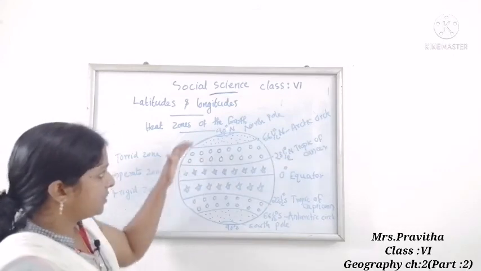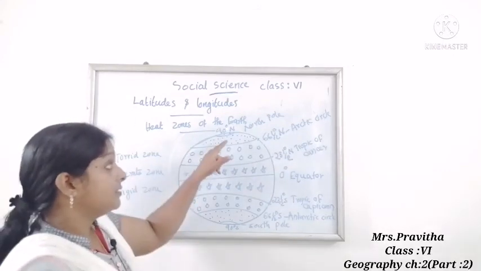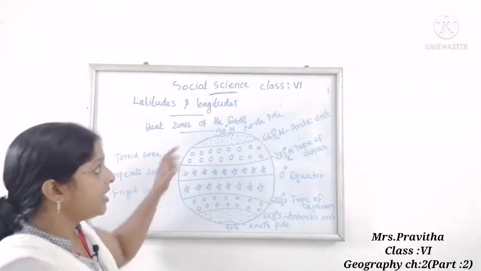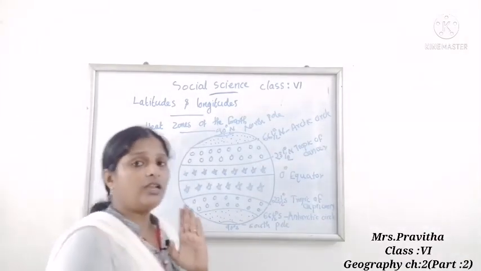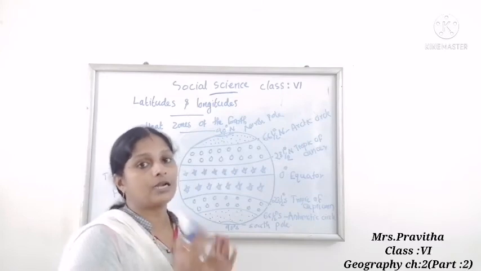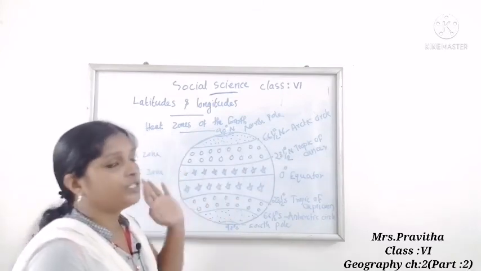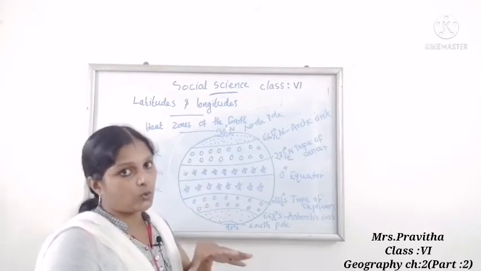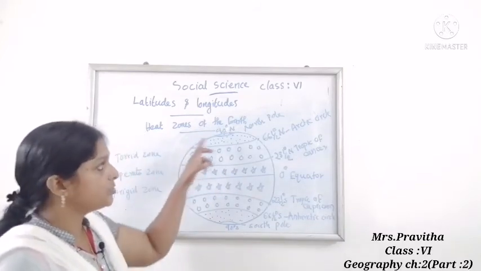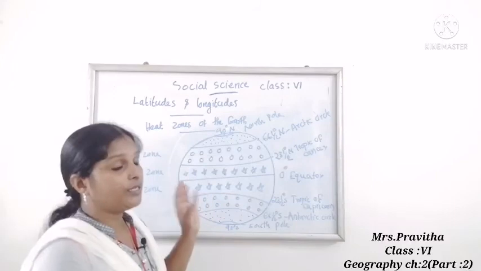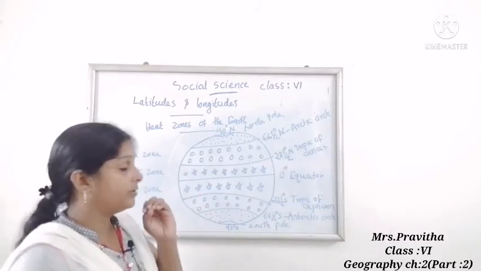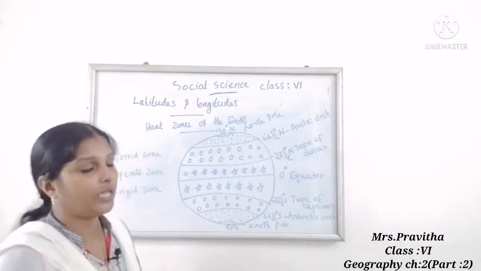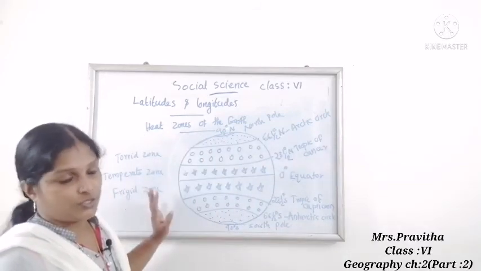I already told you the temperature each zone gets. The frigid zone gets very little heat, very little sunlight. So the frigid zone is always cold. Frigid means cold. Because it gets very little sunlight, the temperature in this region is very low, so this region is cold. I think you understood, children.